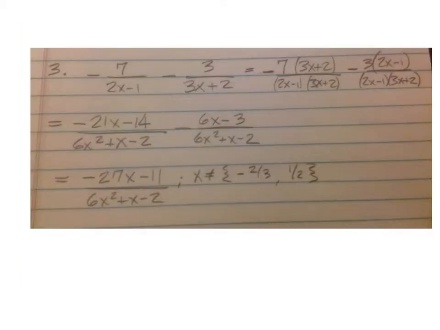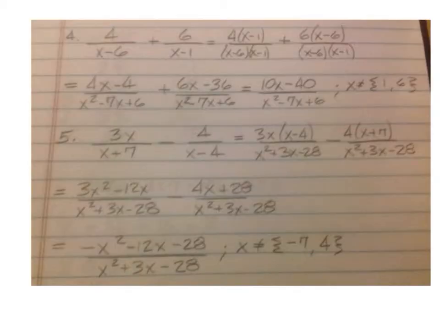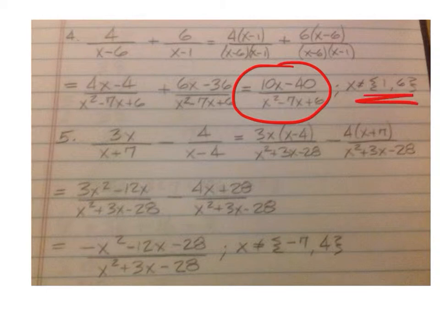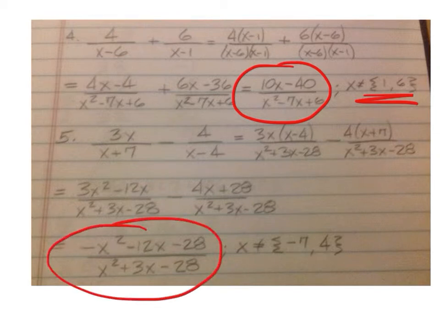Number 3, you should have negative 27x minus 11 over 6x squared plus x minus 2. And then negative 2/3 and 1/2. On number 4, 10x minus 40 over x squared minus 7x plus 6. And 1 and 6 are the excluded values. Number 5 is negative x squared minus 12x minus 28 over x squared plus 3x minus 28. And the excluded values are negative 7 and 4.